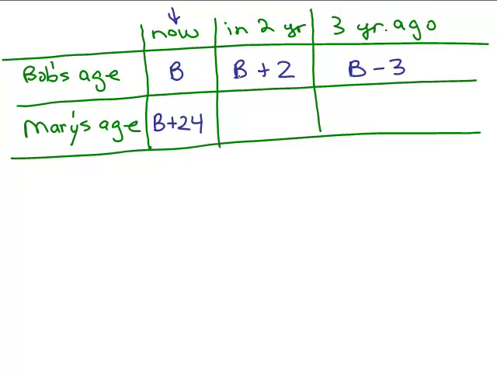So if Bob's age in 2 years is B plus 2, Mary's age would be what? You would add 2 years to whatever age she is now. So if she's B plus 24, she would be B plus 26 in 2 years from now. And 3 years ago, how old would she be? We would have to subtract 3 from how old she is right now, which would be B plus 21, etc. So these are some key ideas that you're going to be using to do an age problem.